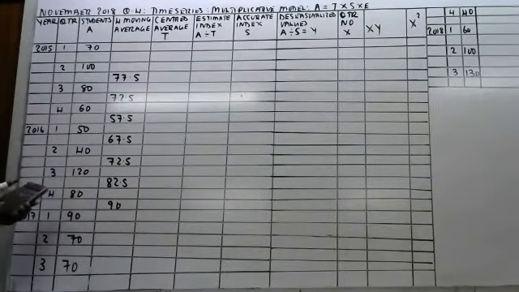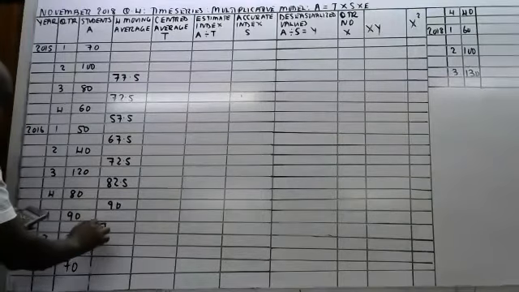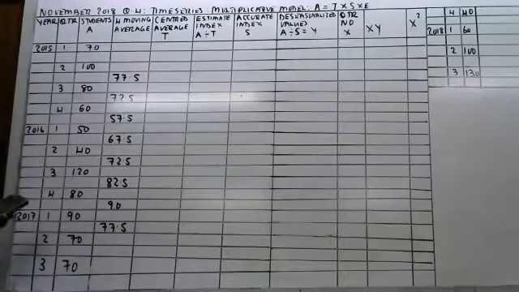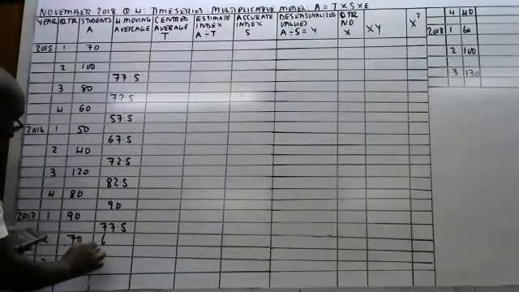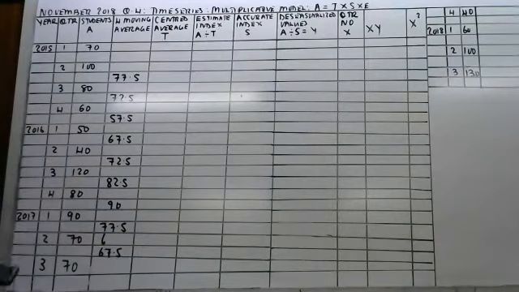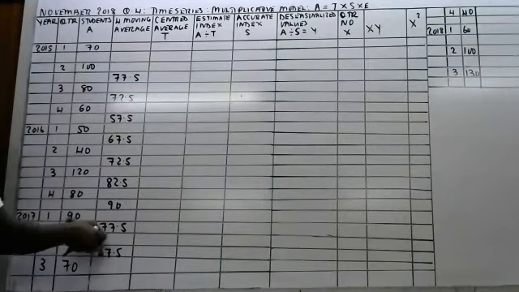Drop 120, take 80 plus 90 plus 70 plus 70. Divide by 4 is 77.5. Drop 80, take 90 plus 70 plus 70 plus 40, divide by 4. You have 67.5.